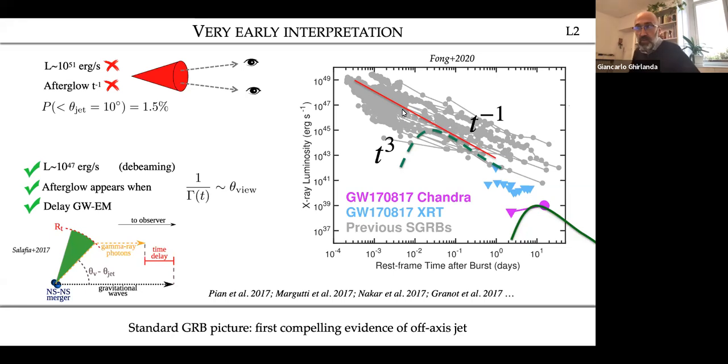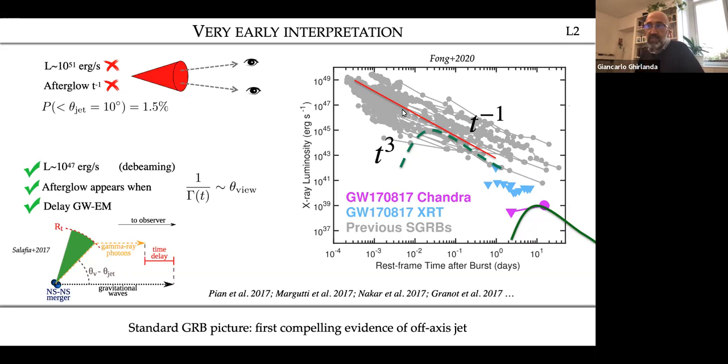There is also a general probabilistic argument, because if we take the typical opening angle of a GRB and we are even more conservative, assuming that it is larger than the typical one, I showed you yesterday that we have very few measurements of the opening angle.